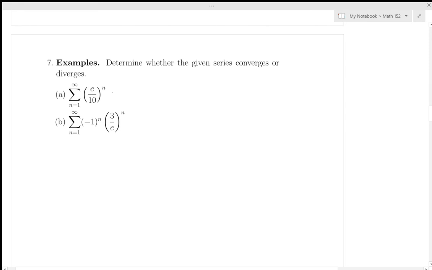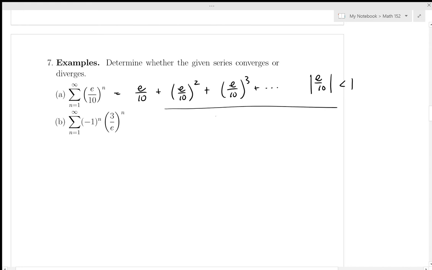So here I have a series, part A. It looks like this: e over 10 plus e over 10 squared plus e over 10 cubed, etc. That's what that notation means. And I'm noting to myself the absolute value of e over 10 is less than 1. And that's the common ratio, right? For this one here, the first term is e over 10. That's equal to what we've previously called a in our formula. And then the common ratio is also e over 10, because each time we move from one term to the next, we multiply by e over 10. And that is what we've been calling r in our formula.